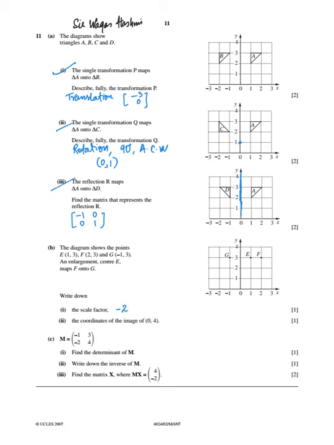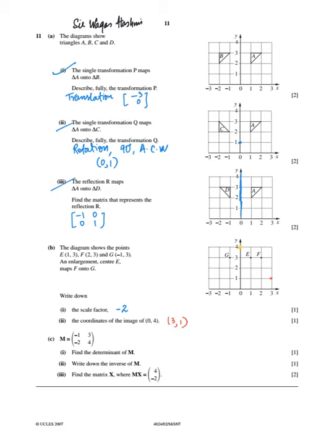Write down the coordinates of image of 0 comma 4. First I need to highlight the point 0 comma 4. This is the point, right? So this point with respect to this enlargement, if it's 1 unit, that means that it must be here, this one, right? So the coordinates after enlargement of this point is 3 comma 1. That is your answer.